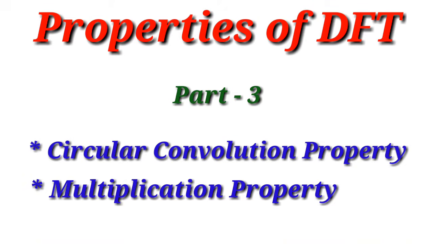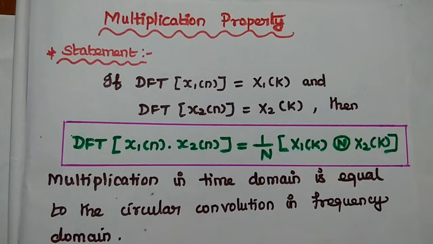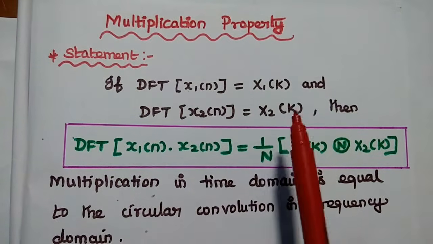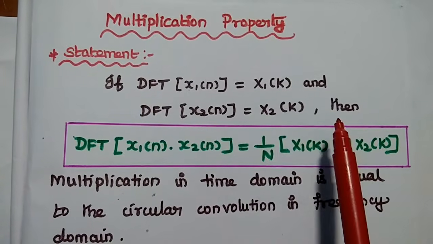Dear students, now we are going to discuss the circular convolution property and the multiplication property with proof. Let's start with the multiplication property of the discrete Fourier transform.